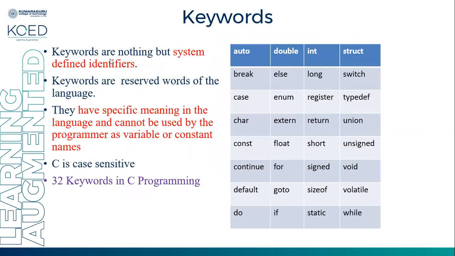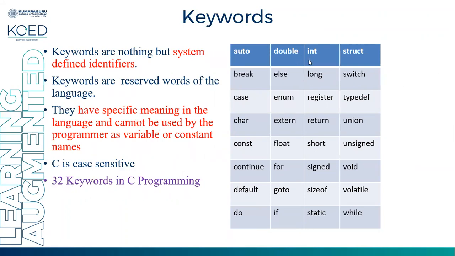Keywords. Keywords are reserved words, system defined identifiers. Keywords are reserved words of the language. They have a specific meaning in the language and cannot be used by the programmer as a variable or constant name. They are system defined names and cannot be used as user defined names. C is case sensitive. C has 32 keywords.